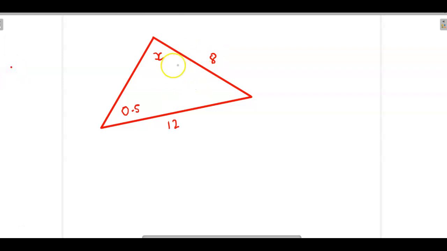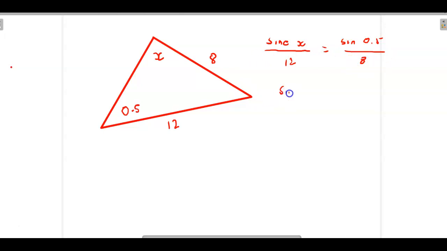So we're looking here at a triangle and the measures are in radians, and we're going to use the sine rule to find this missing angle x. So if I use the sine rule, it will give me sine of x divided by 12 equals sine of 0.5 divided by 8.